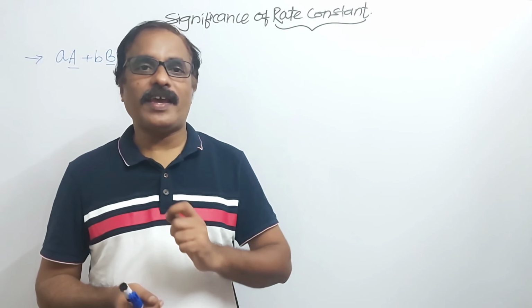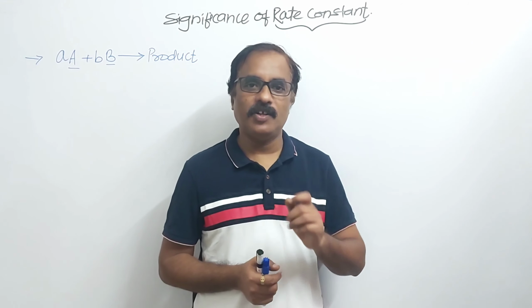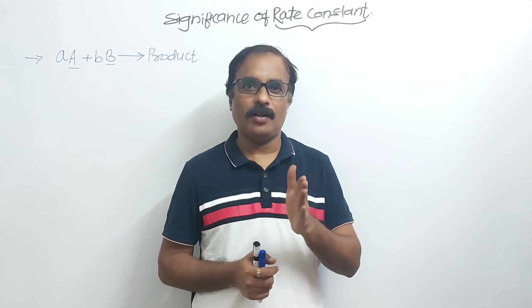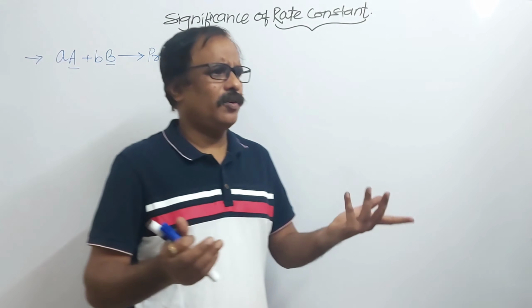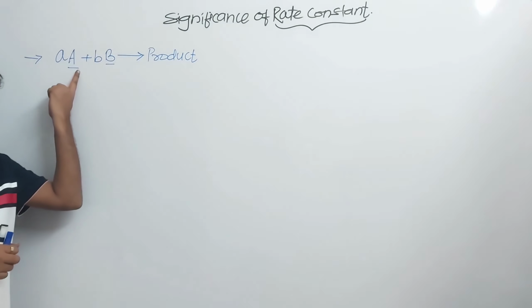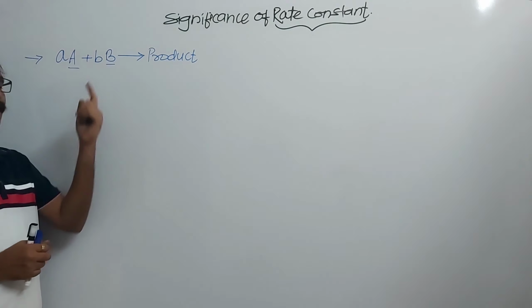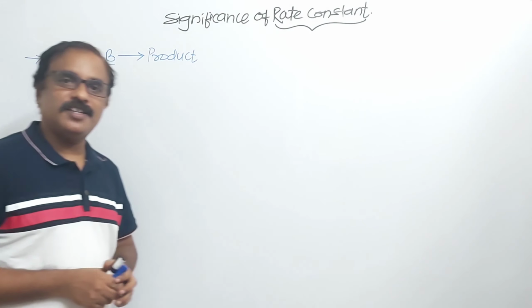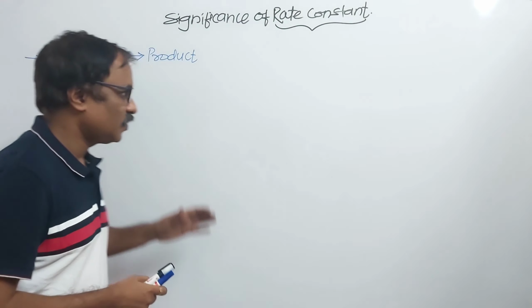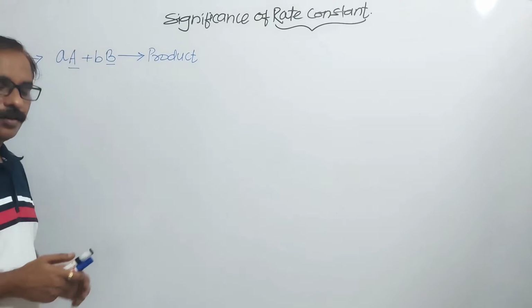Now, what is its importance? The importance and significance of the rate constant. How to decide this? For this I have taken a general reaction. Here capital A and capital B are the two reactants, and small a and small b are their coefficients, that is, the number of moles of capital A and capital B.